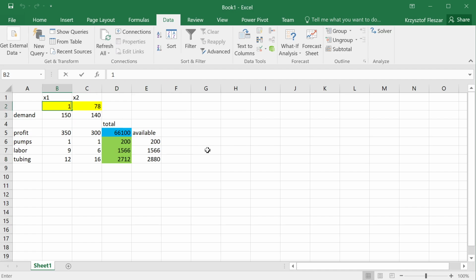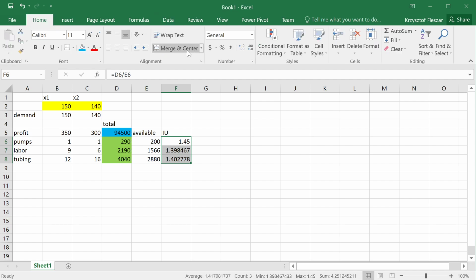What I want you to see is if I put here 150 and 140, right, the demands on pumps, labor, and tubing would all exceed the available units. And if I were to calculate implied utilization as what is demanded divided by what is available, right, all of them have implied utilizations more than one, right?